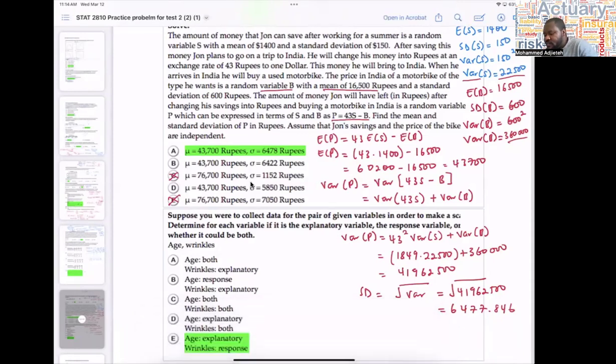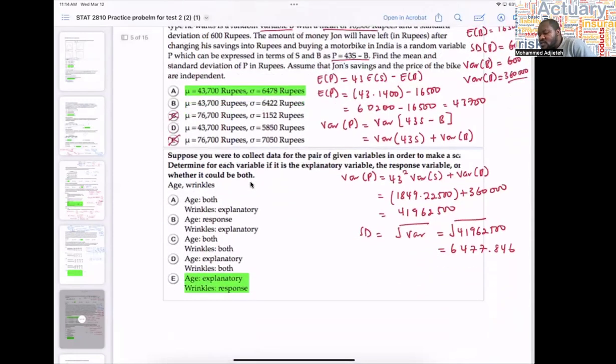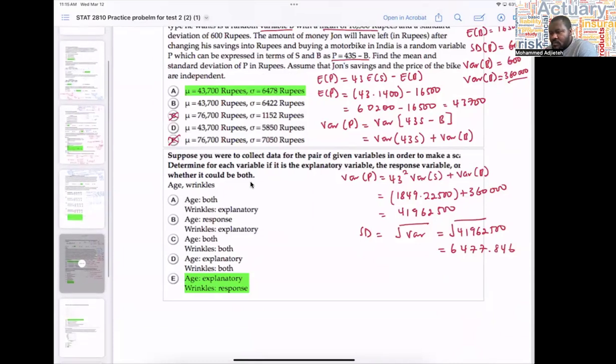Okay, let's proceed. This next one wants us to be able to determine which variable is the explanatory or the response variable. We already know you need to understand what the response variable is. The response variable is what you are predicting, and the explanatory variable is those variables that you use to predict the response variable. So when you look at this, you can see that the age is the explanatory variable, and the response variable is the wrinkles. Okay, so let's proceed.